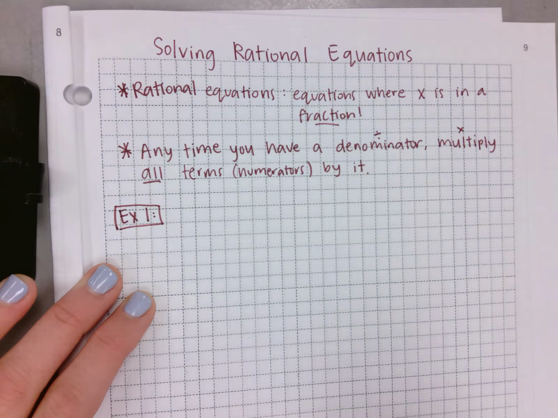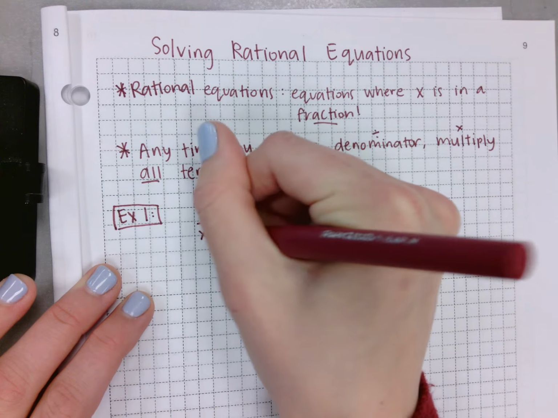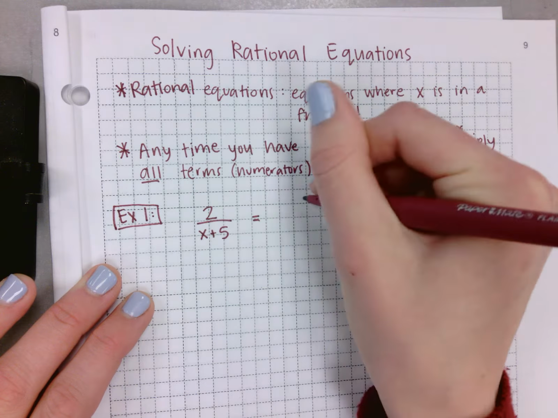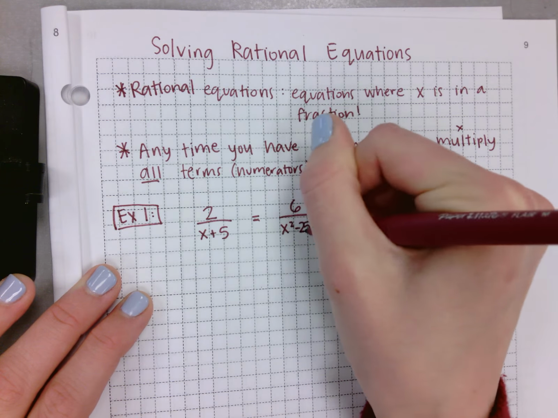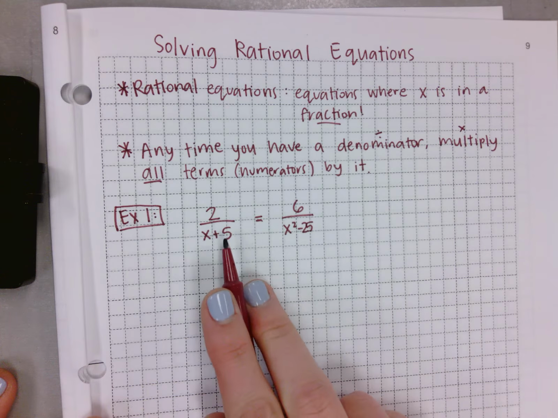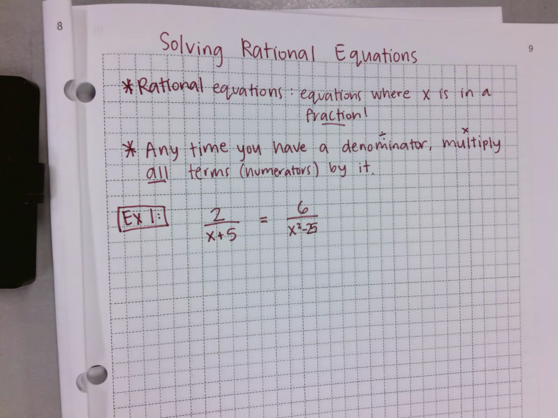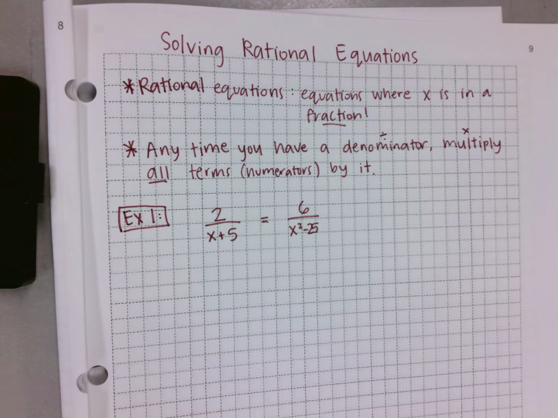and make sure you're writing in your notes as I'm writing here, is 2 over x plus 5 equals 6 over x squared minus 25. So I have two denominators here. I have x plus 5 and I have x squared minus 25. I'm going to want to make sure I multiply through by both of those.